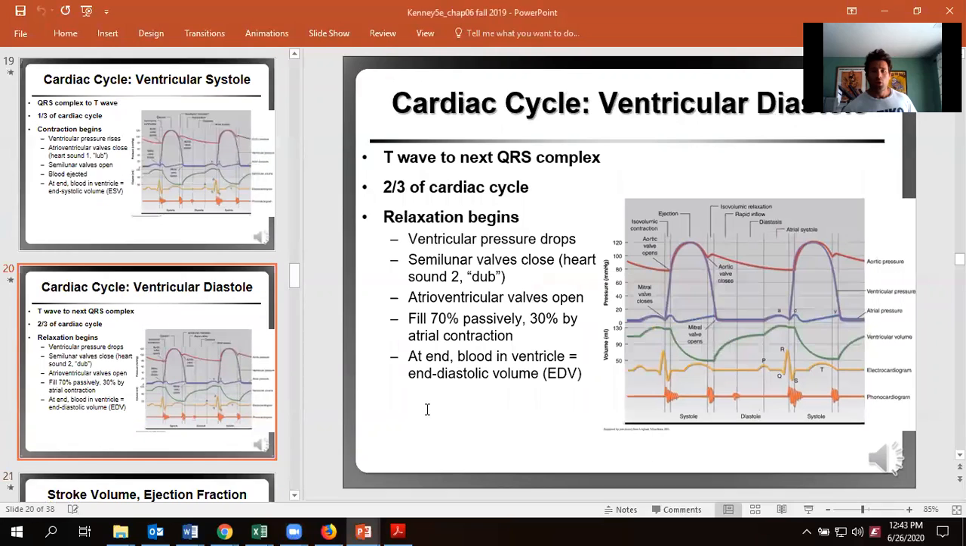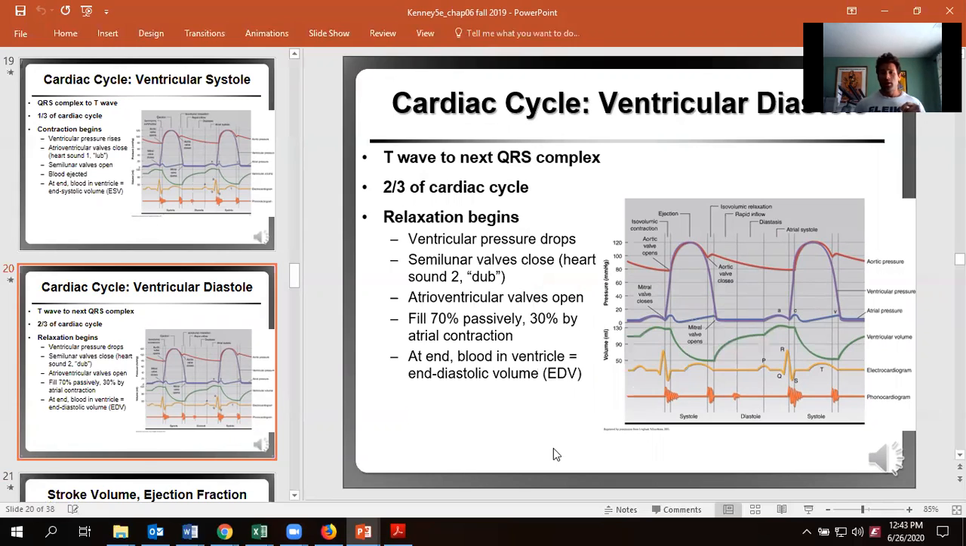Now, when the heart is relaxing, that's when we're going to have that mitral valve open, and that's when the ventricle is going to be filling. Now, notice most of that ventricle filling is done passively. The last 30% of it is from the atrial component, from the atrial kick.